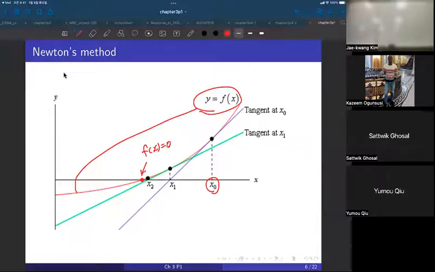So the idea is to start with some reasonable initial point, and then compute the tangent line and find the solution. Set y equals 0, then you have this solution. This point will be the updated version of your solution. So you have an initial value, and now you have an updated one, which is x1.